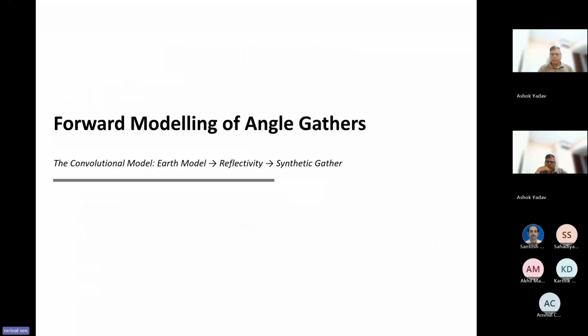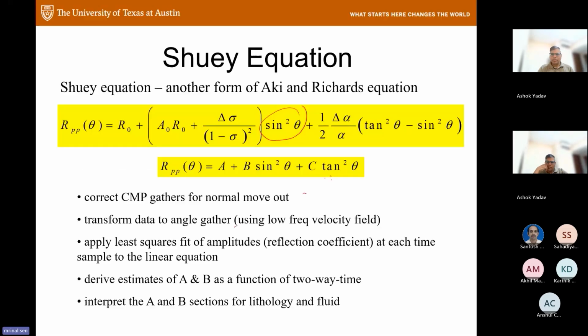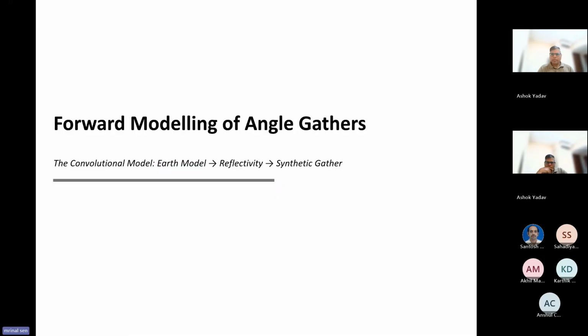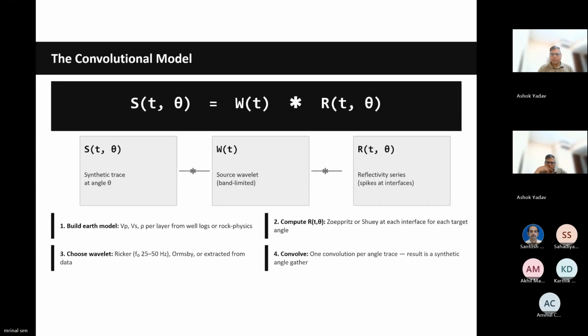Now that we understand reflection coefficients, this can be used to generate reflection coefficient as a function of angle, right? So this is for normal incidence, and if you just use two terms, that will give you reflection coefficient as a function of angle. And here we can then use a simple convolution model. All that we do here is we use the wavelet and we convolve it with angle dependent reflectivity. This T is the two-way time of the reflector. So the synthetic trace would be a convolution of the wavelet with this.